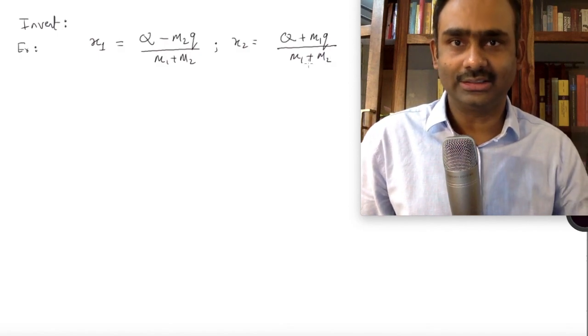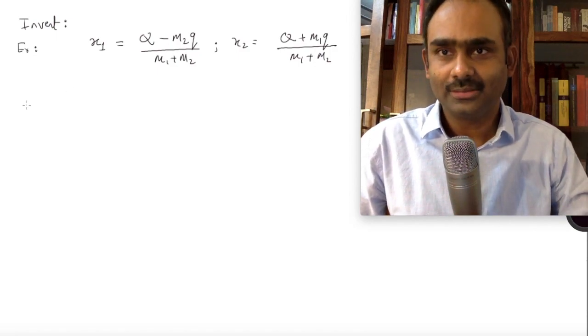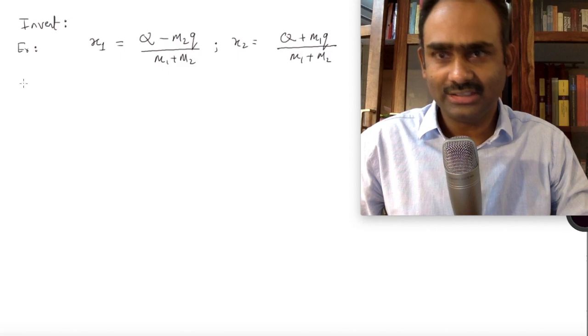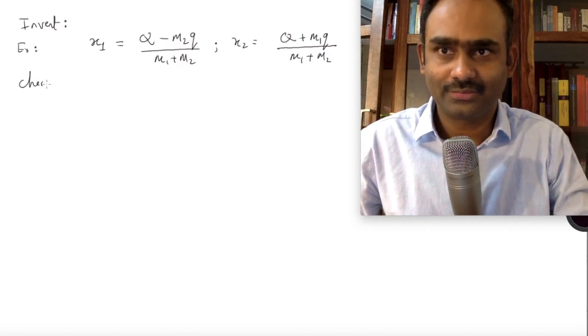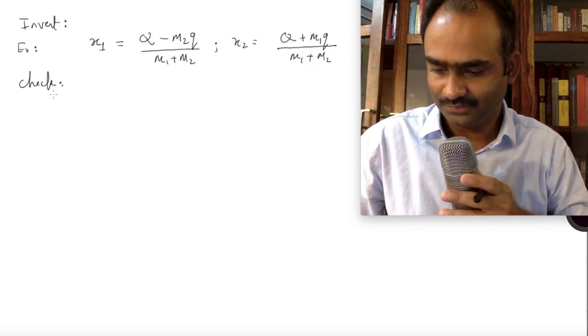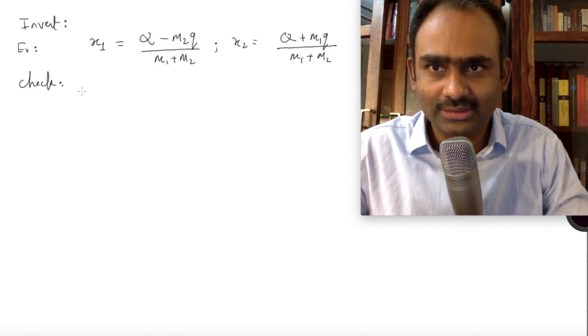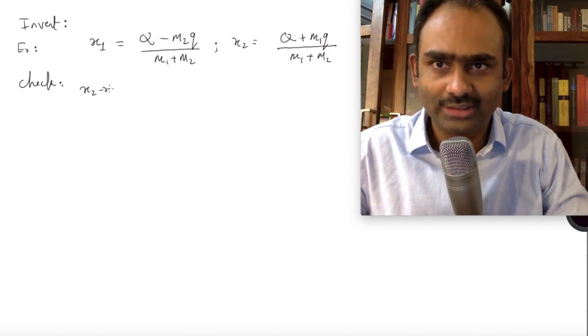Let's check whether this is correct. So you should do this. It's minor trivial algebra, nevertheless do it. Always do a check after you have done some algebra, and let's see what that is. Let's check whether x2 minus x1 comes out to be q. That's what should happen.